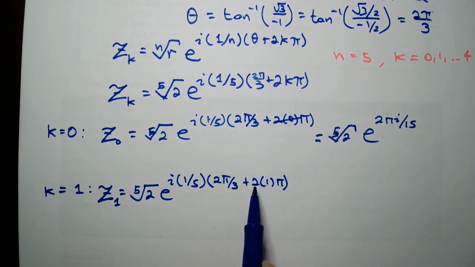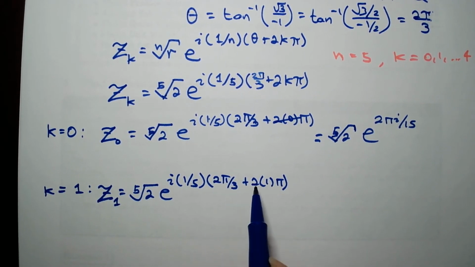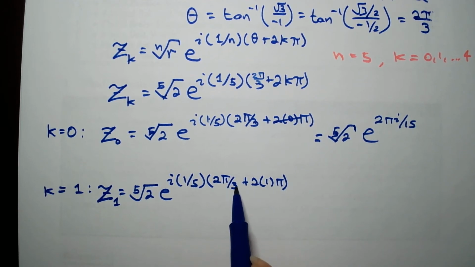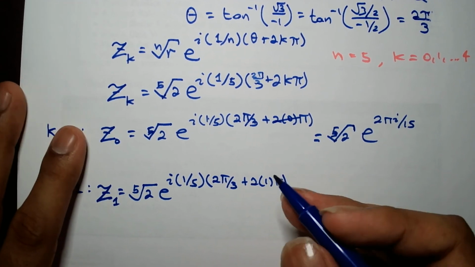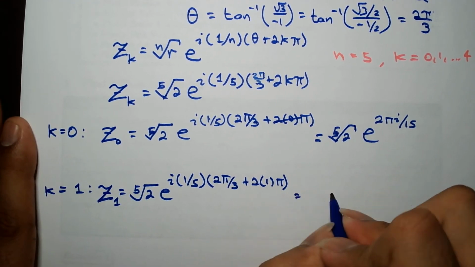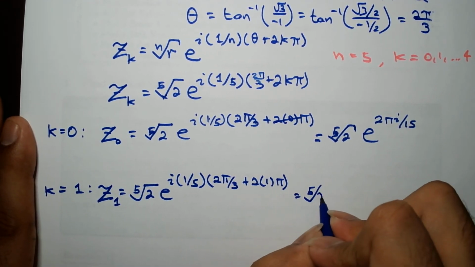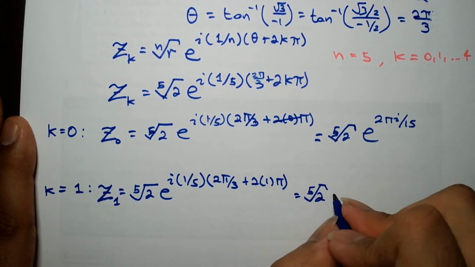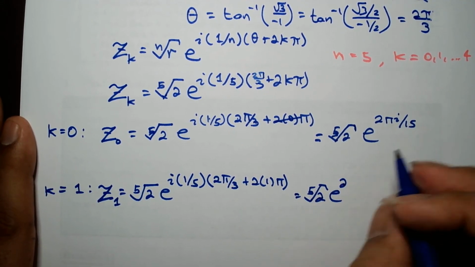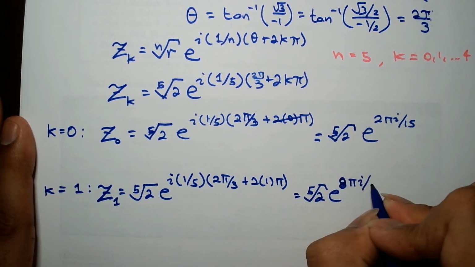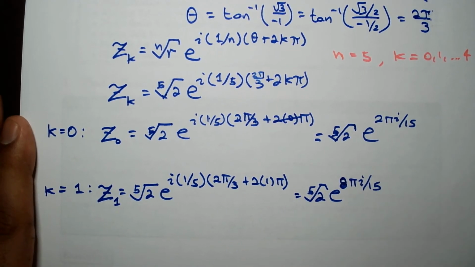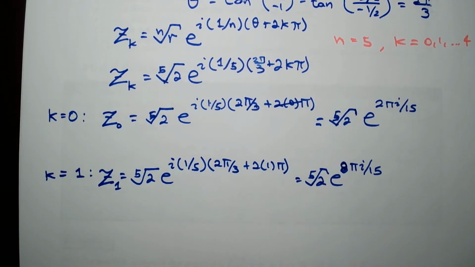2 times 1 is 2. 2 pi plus 2 pi over 3, well, that's 2 times 3, which is 6. 6 times 2, 6 plus 2, that's 8. So the fifth root of 2, e to the 8 pi i over 15. Alright, so that's the second solution.